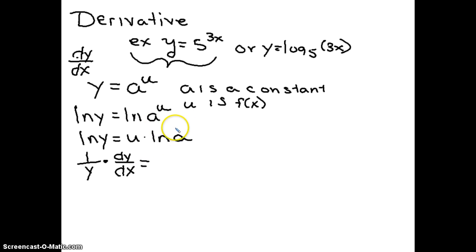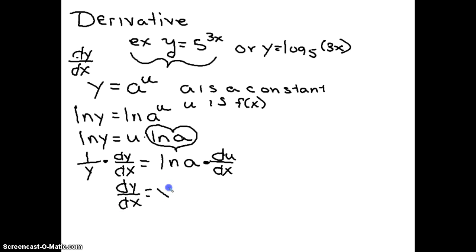Over here, the ln of a is a number. It's a constant, like a 4. So technically, I can just pull it out front, because it's a number, and I can multiply by the derivative of u with respect to x, which is du dx. And now if I multiply by y, I get dy dx is equal to y times ln a times du dx.